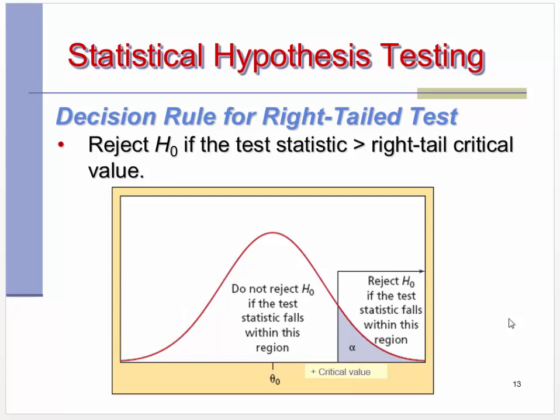The right tail test is very similar. We reject null if the test statistic is larger than the right tail critical value, right here. If it's larger than that, in this region, we reject null. If it's in this region to the left, all the way to negative infinity, we do not reject null. Okay? We'll talk about how to actually calculate the test statistic and critical value later.